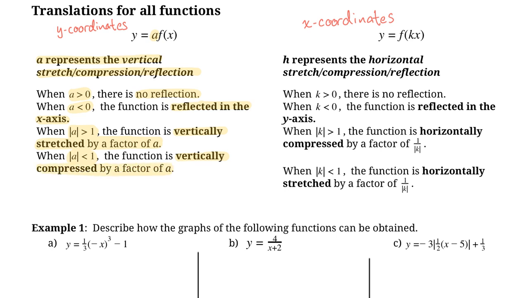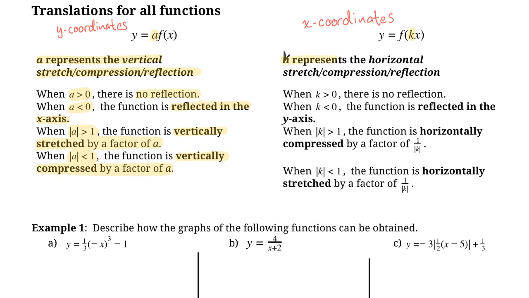So now looking at the letter K, so K is inside of our function, so this should be K instead of H. And remember, this is when we multiply by a number inside our function.